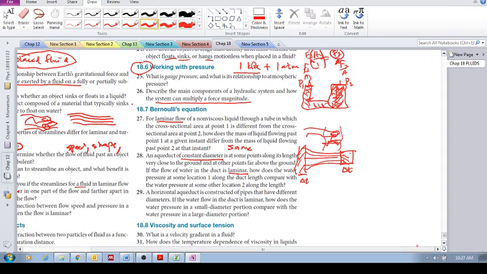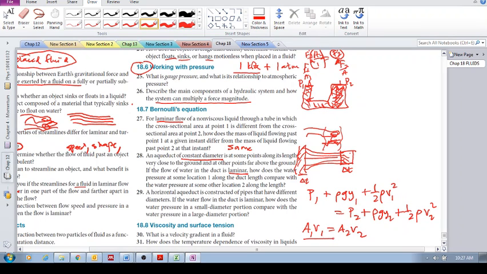Okay, so remember, we're dealing with laminar flow. We can use Bernoulli's equation. What is Bernoulli's equation again? It's pressure at point 1 plus density, gravity, height at point 1 plus half rho V1 squared is equal to pressure 2 plus rho g y2 plus half rho V2 squared. Okay, but we also can use the continuity equation, which is A1 V1 equals A2 V2. So this is very helpful. As long as we have laminar flow, this is valid.